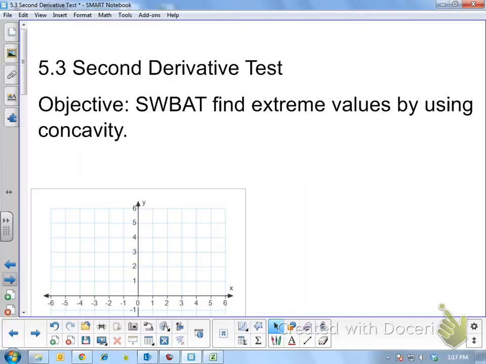Our goal today is to find extreme values by using concavity. We've used extreme values, and we've used different ways to talk about them. If we were on a closed interval, we had to find those critical points and then test the critical points and the endpoints in the function itself. If we were on an open interval, we found our critical points and then did our line test to see: is our function going from increasing to decreasing, which would make a maximum, or from decreasing to increasing, which would make a minimum?